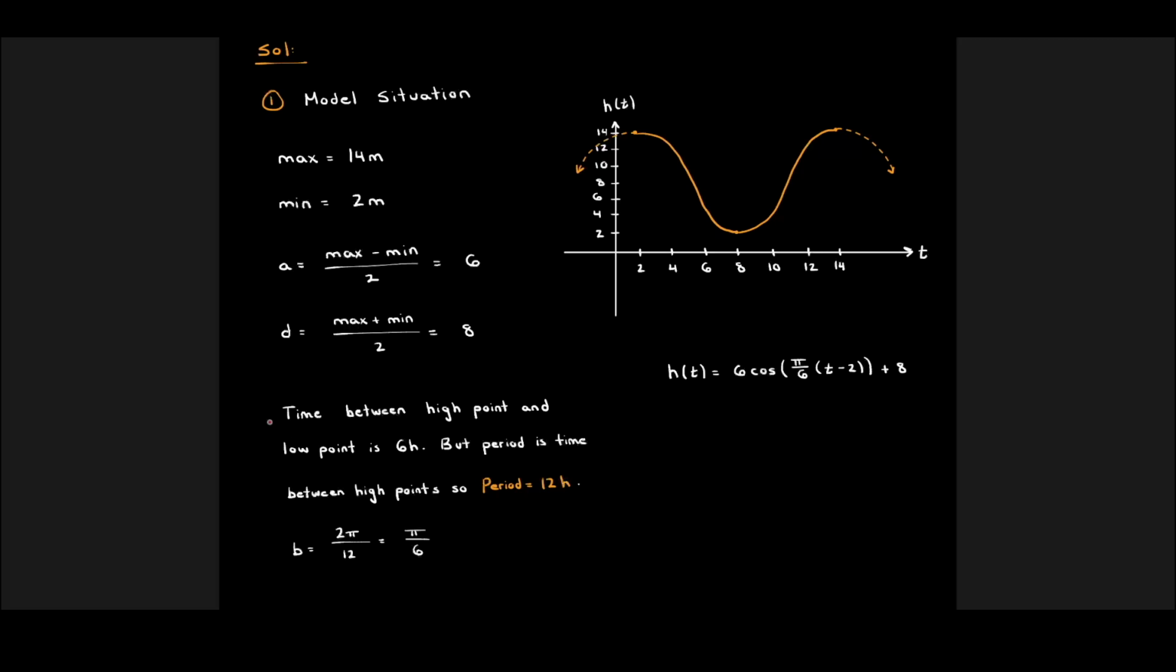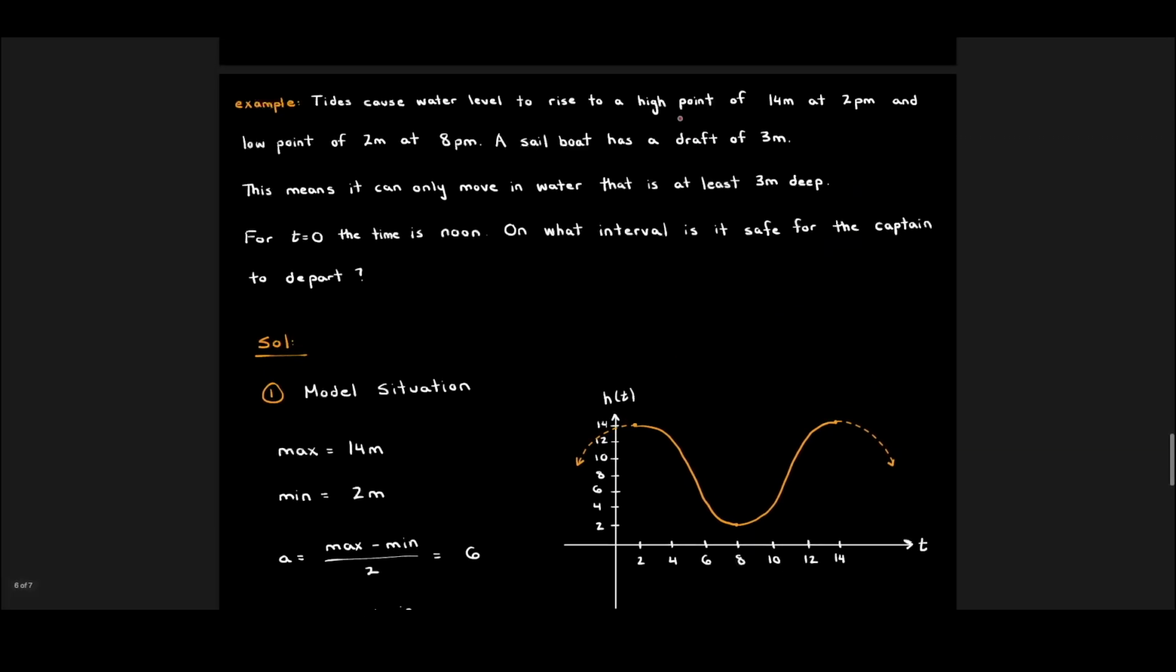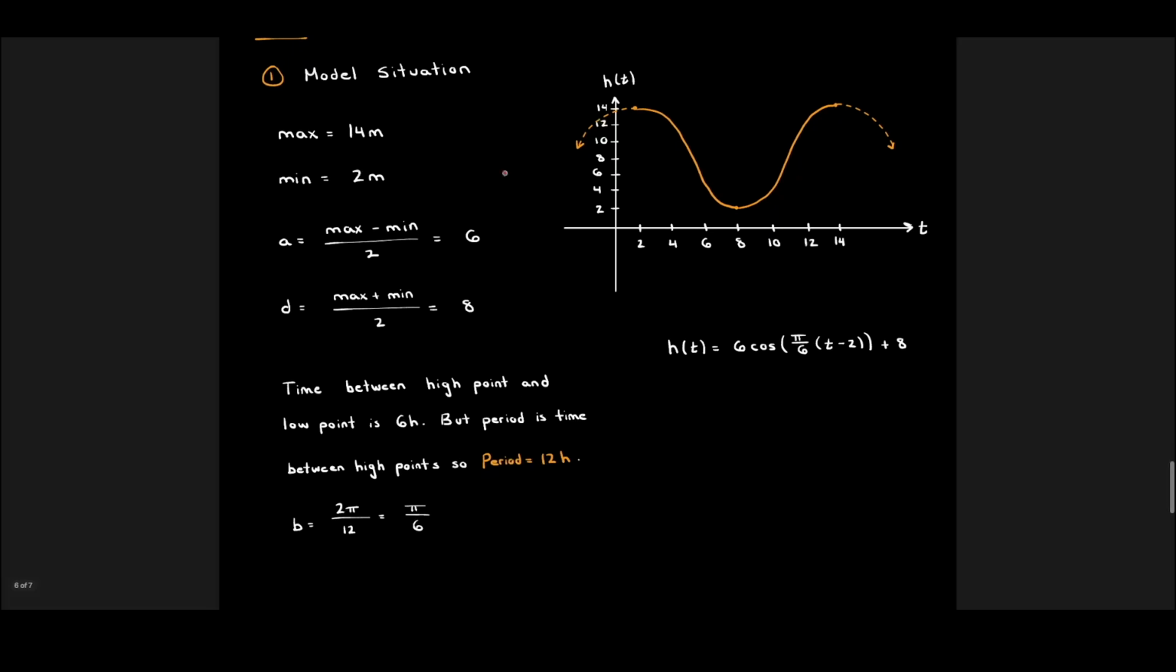Great. Now, what is the period? Well, the time between the high point and the low point is 6 hours, right? If I scroll up, you can see that the high point occurs at 2 p.m. and the low point occurs at 8 p.m. So the time between that is exactly 6 hours. But the period is supposed to be the time between consecutive peaks or consecutive troughs. And so the time between two high points is actually 12 hours, not 6, 12 hours. Okay, so now using this period value, we can calculate b, because b is just 2 pi divided by the period, and that's going to give us pi over 6.